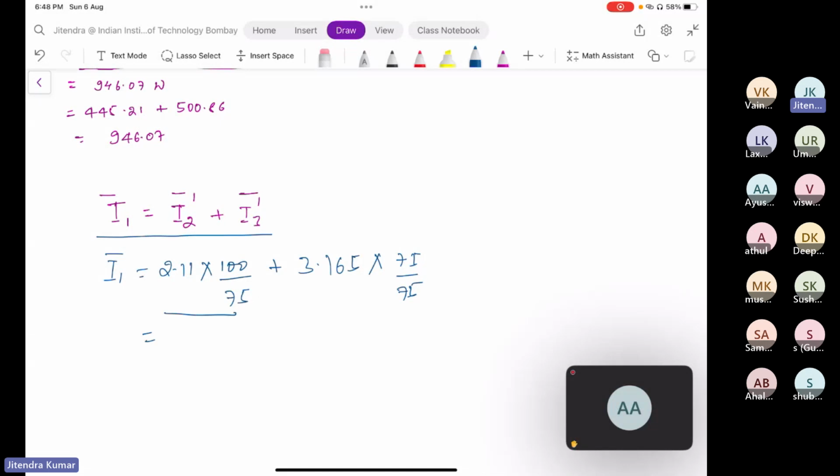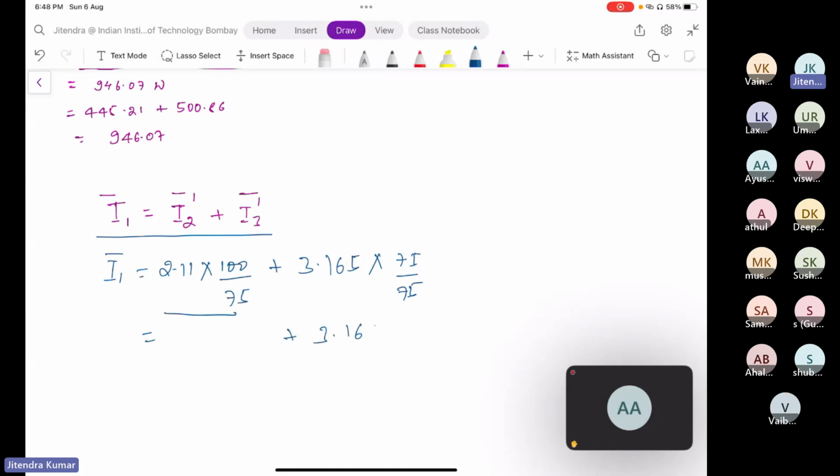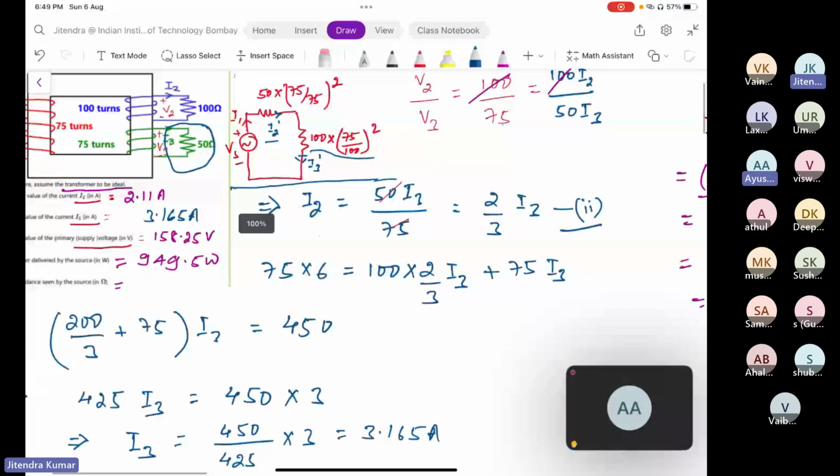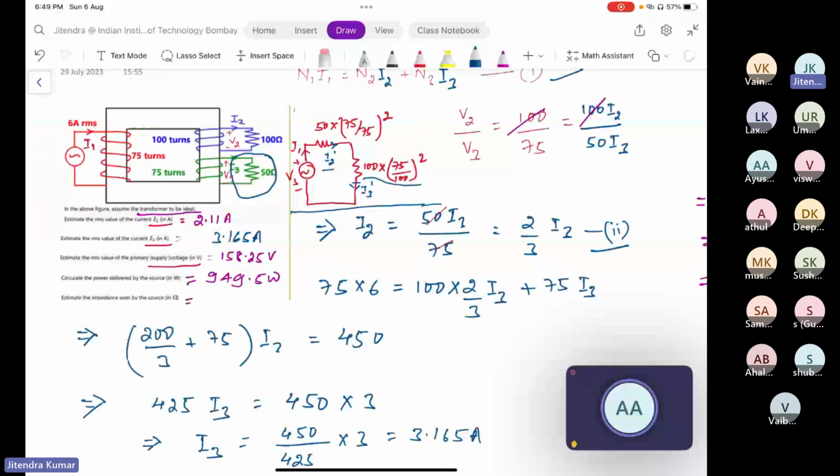Please calculate it for me. First term, since the second term is as it is. 2.11 into 4 by 3 is 2.81. 2.81 plus 3.165, so that is close to 6 ampere: 5.97833, approximately 5.98.